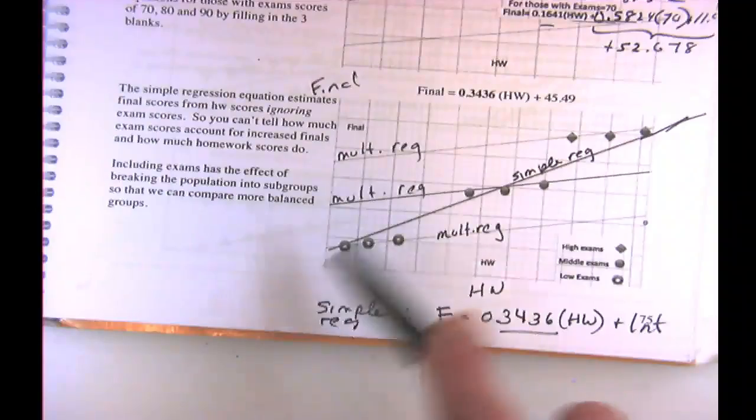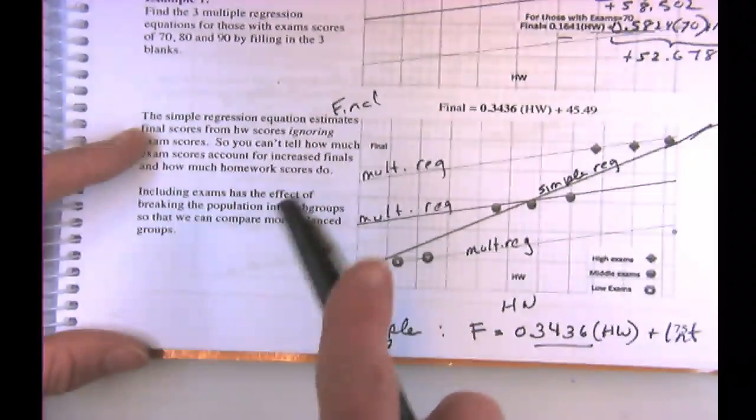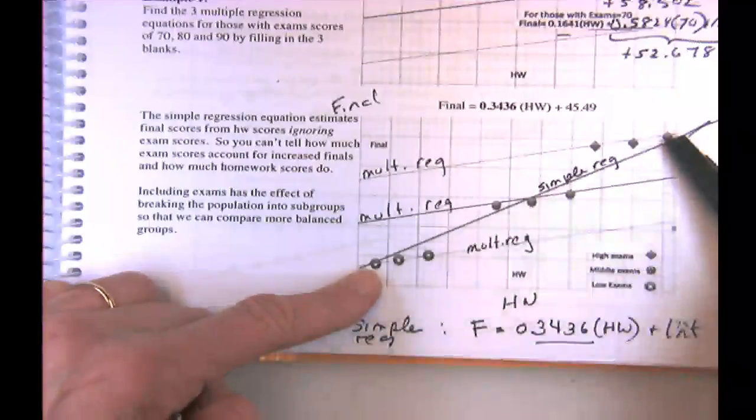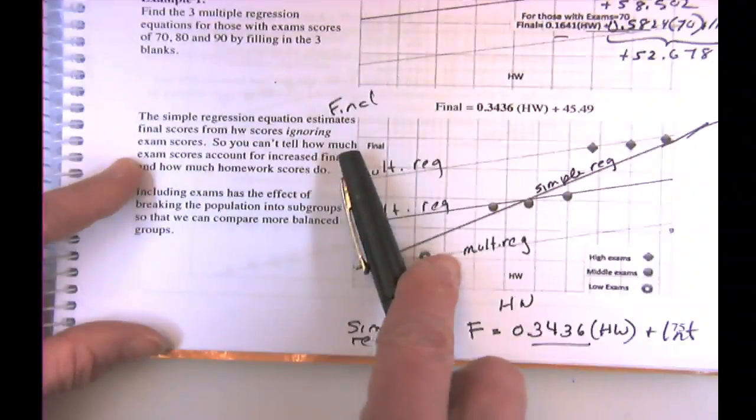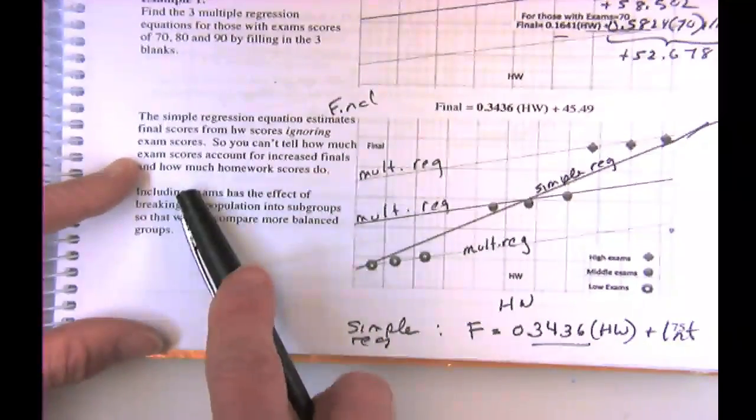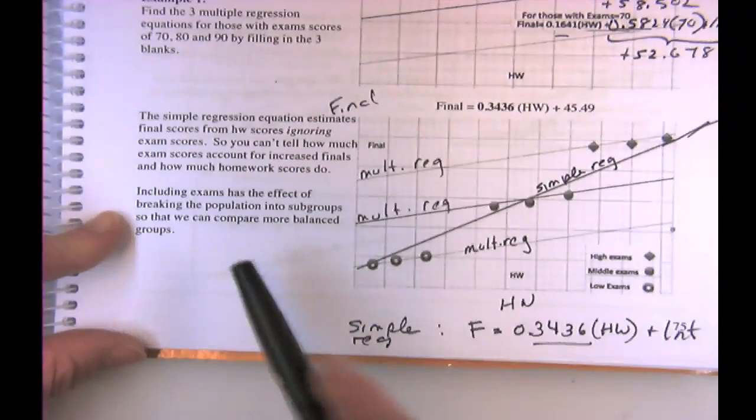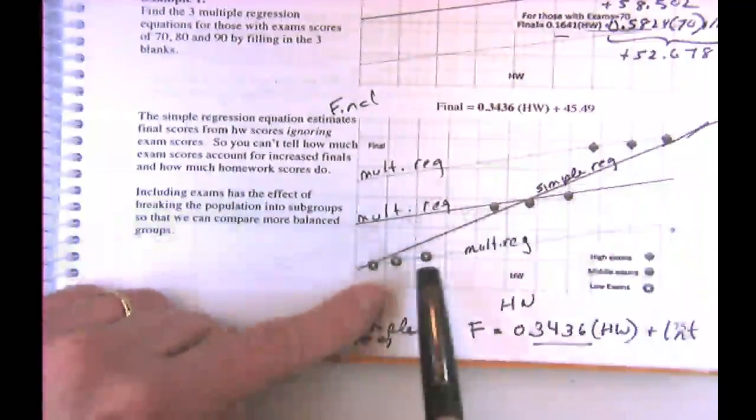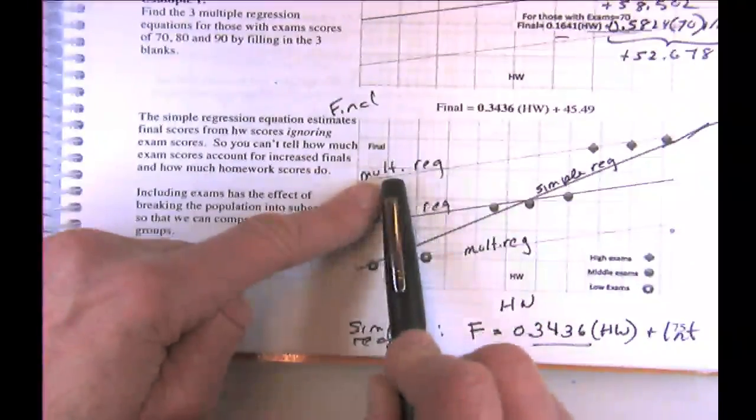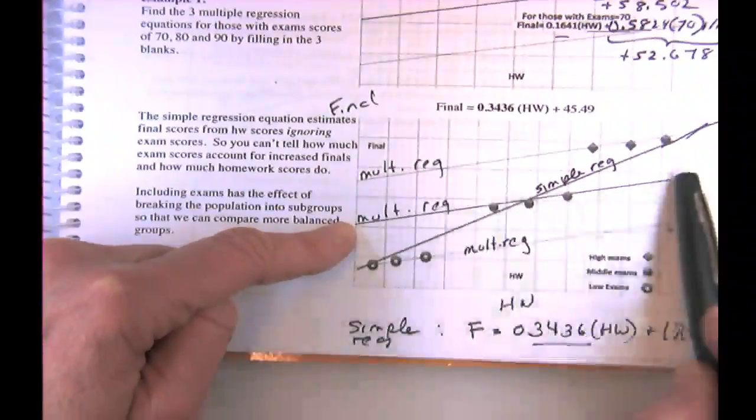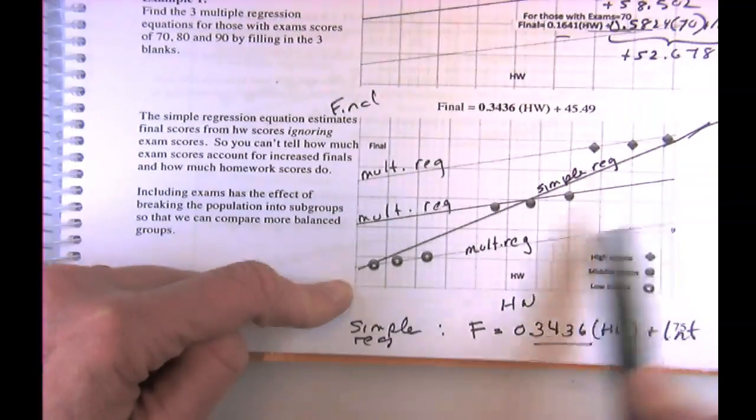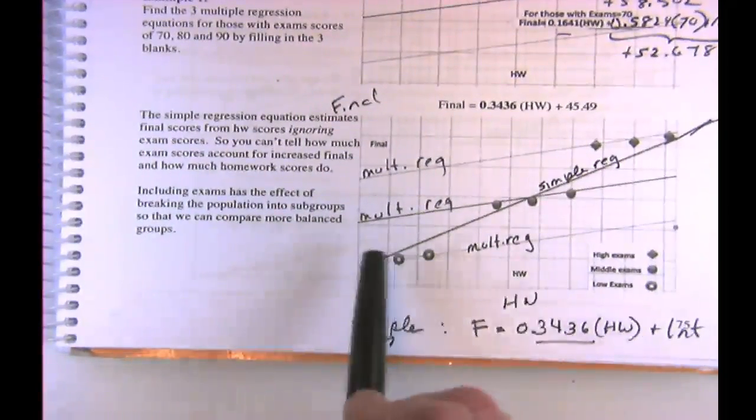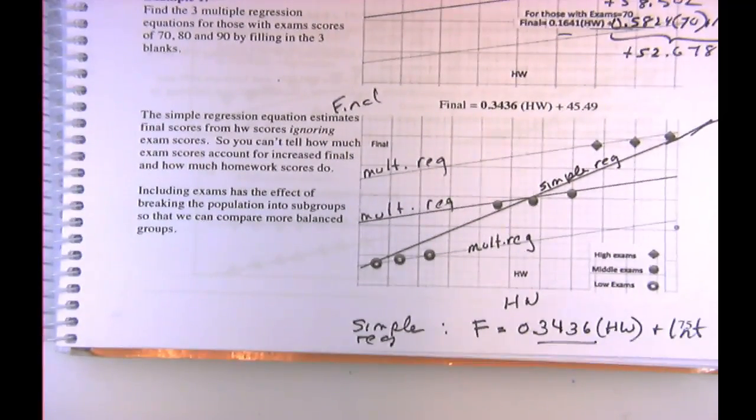So the whole point of this is that the simple regression equation estimates finals y from x, ignoring all the other variables. So you can't tell how much exam scores account for the increased finals and how much homework scores do. That's why including that variable, exams, has the effect of breaking the population into subgroups so that we can compare more balanced groups. Here, everybody has high exams. Here, everybody has middle exams. And here, everybody has low. So then we can see, okay, they all have low. What's the effect of a little bit of higher homework? See? Does that make sense to everybody?